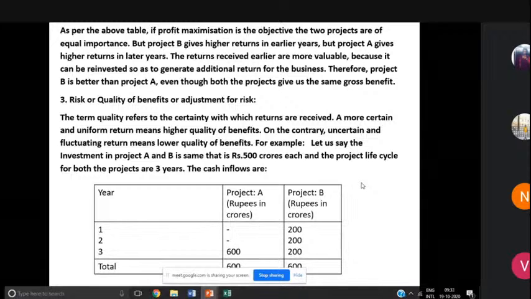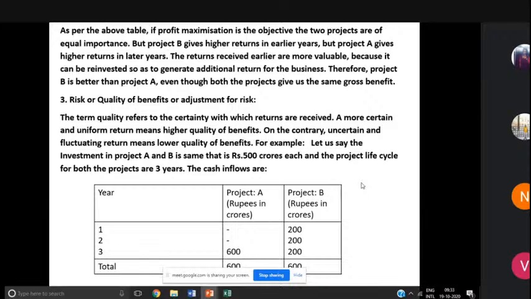Okay, come to point number 3. Risk or quality of benefits, or adjustment for risk. Now tell me, looking at both the projects, project A and project B, which project is better? I would like to hear from your side. B is far better compared to A. See the second sentence given there? A more certain and uniform return means higher quality of benefits. For project B, in all 3 years, we are receiving at the rate of 200 crore. But in case of project A, first year we are not receiving anything, second year we are not receiving anything, third year we are receiving 600 crores.